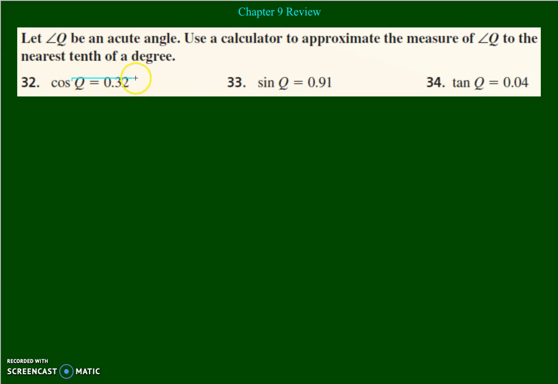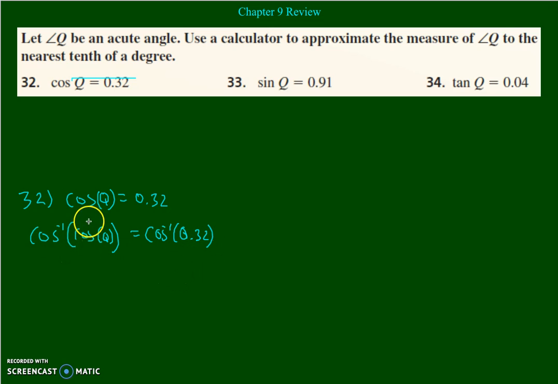So for 32, we say that cosine Q equals 0.32. To undo this, we're going to take the arc cosine of both sides. So arc cos of cosine of Q equals arc cos of 0.32.